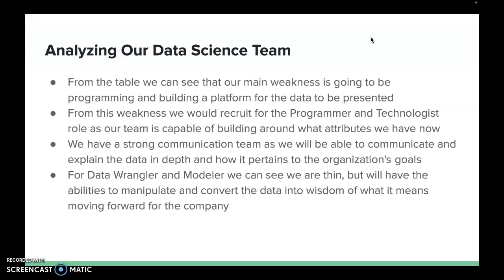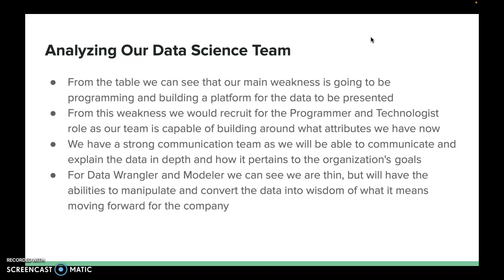I think our data science team as a whole, from the table, obviously you can see that programming and building a platform for the data to be presented is our weakness. And then also from the weakness, we could try to find people who are good at programming and the technologist role and bring them in to our team to make it a full-blown team, I think.